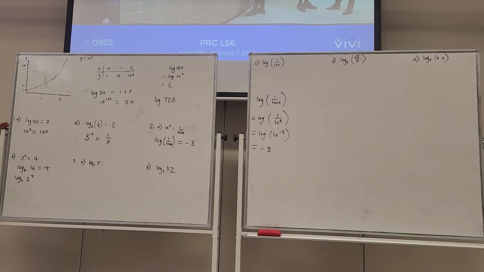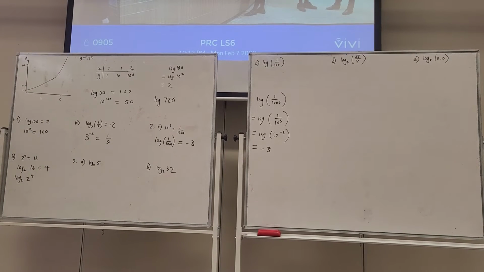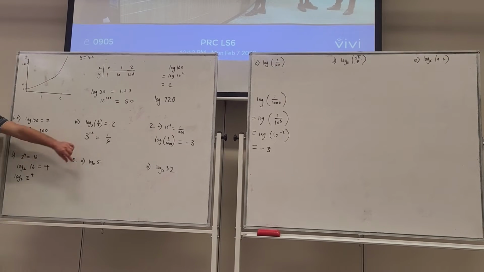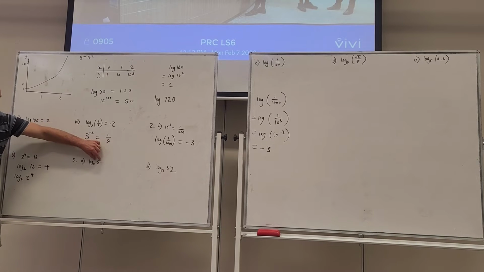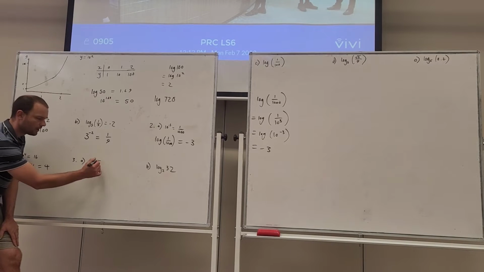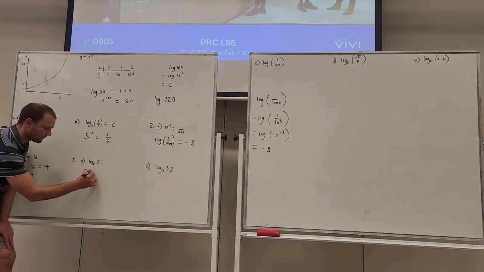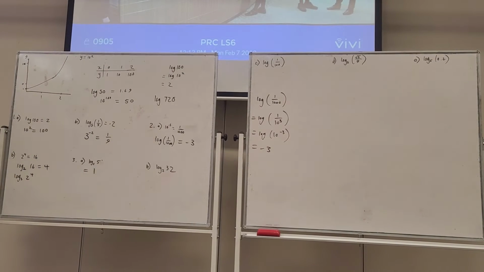Let's move on to question 3. In 3, we are asked to simplify logarithms using their rules. So we're going to get right into practicing what we were just doing. We need to express this number as a power of this base. Here it's already done for us. We have log in base 5 of 5 to the 1. 5 by itself is 5 to the 1. This simplifies to 1.